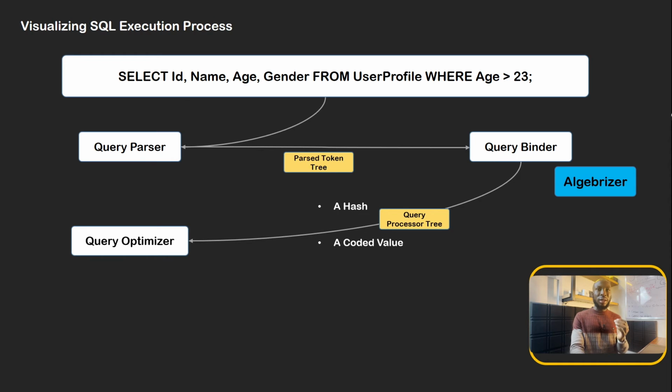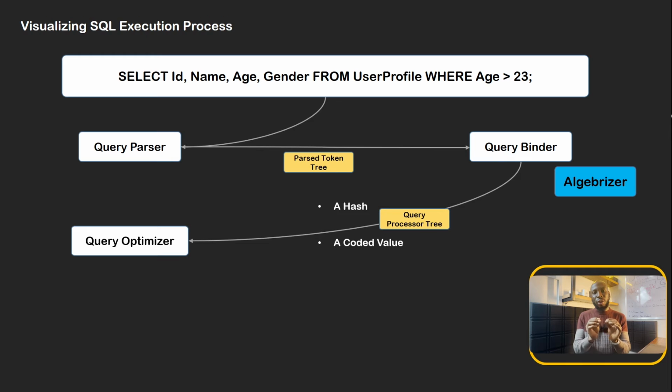Now, if there is a case whereby, for example, the table we are trying to access does not exist, this process is going to be altered here. It's going to be altered and you're going to get an error message. All right. So the query binder uses the Algebrizer and it generates what is called the query processor tree. The query processor tree is then passed to the query optimizer.